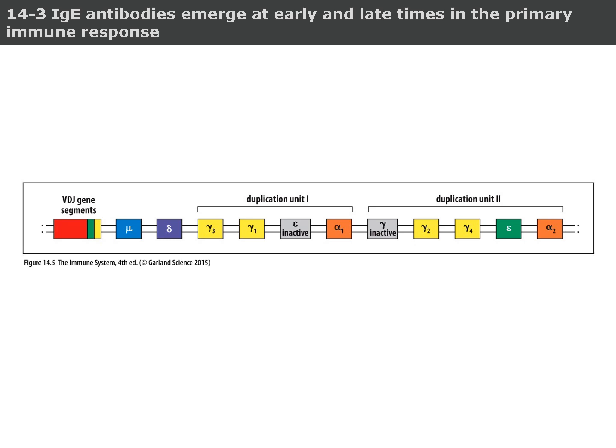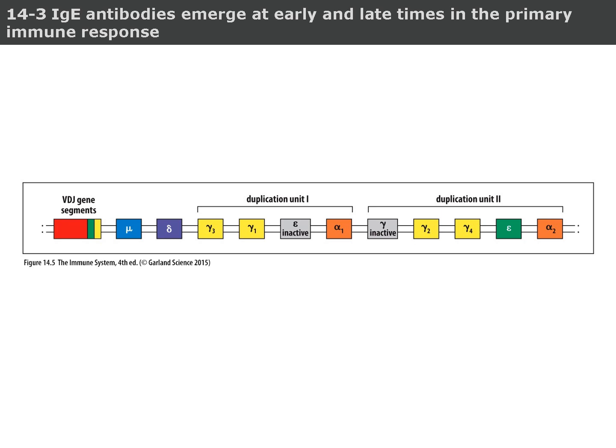At the beginning of the locus are the genes encoding the heavy chain constant regions for immunoglobulin M and immunoglobulin D. Following these are two duplicated sets of gene segments, known as duplication unit 1 and duplication unit 2. Each duplication unit contains genes encoding constant regions for immunoglobulin G subclasses, immunoglobulin A subclasses, and immunoglobulin E.